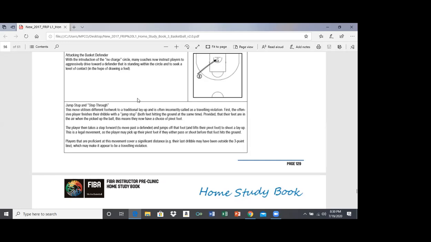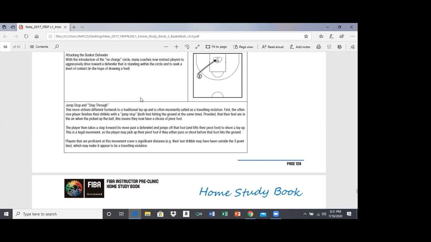Jump shot and step through. This move utilizes different footwork to a traditional layup and is often incorrectly called as a traveling violation. First, the offensive player finishes their dribble with a jump stop, both feet hitting the ground at the same time. Provided that their feet are in the air when they pick up the ball, this means they now have a choice of pivot foot. The player then takes a step towards to move past the defender and jumps off that foot and lifts their pivot foot to shoot a layup.